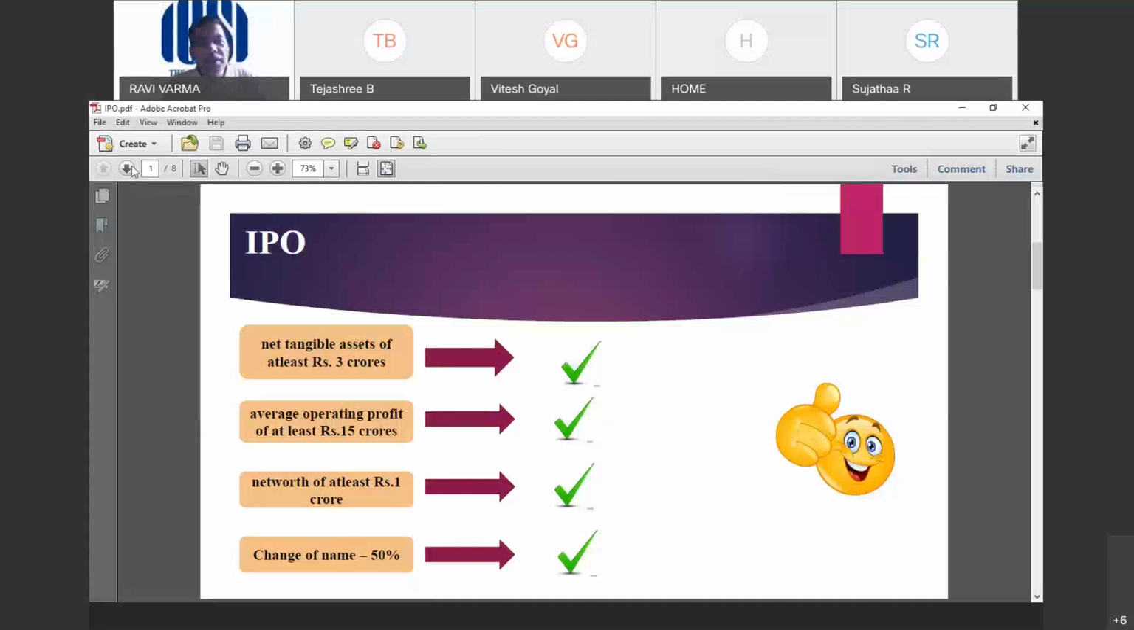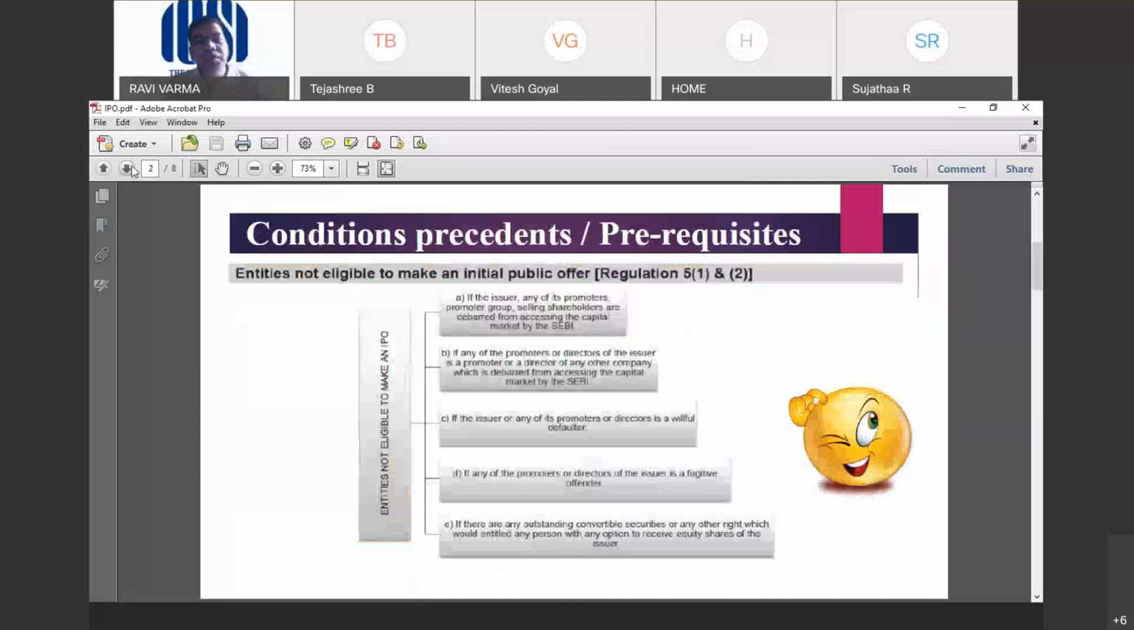But can anyone come out with an IPO? No, there are some conditions precedent, as you can see on the screen. Means certain prerequisites before you decide to come for the IPO. You have to follow those prerequisites. What are those prerequisites? First, the issuer and the promoter should not have been barred from accessing the market.